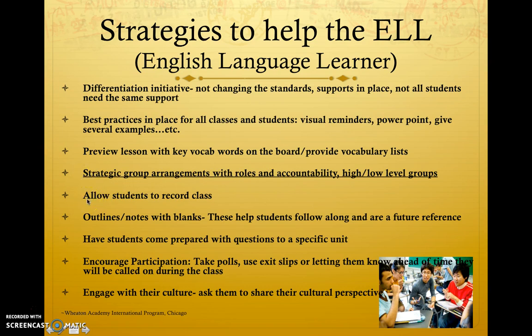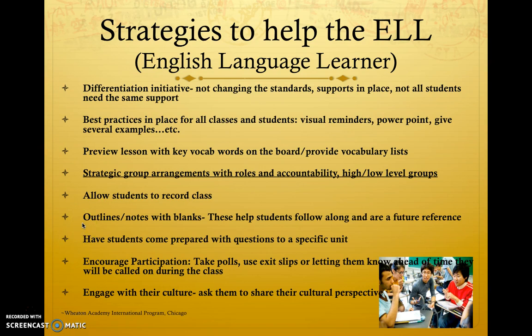Allowing students to record class. We encourage them to do that, but of course with your permission first, so that you know you're being recorded. But this helps them tremendously. Having audiobooks available for them, or having the link on Haiku. I rely heavily on the things that are put on Haiku by you all. So just that little extra link towards a free audiobook is tremendous as far as the academic support on our end. As I said before, outlines and notes with blanks in them.